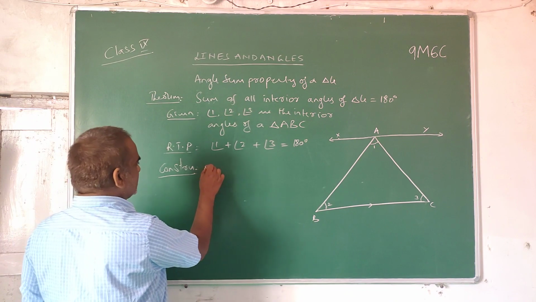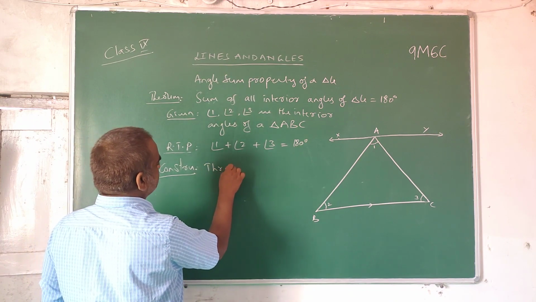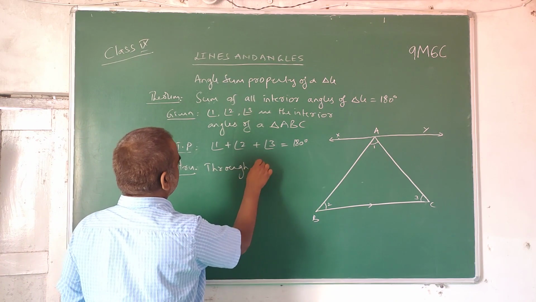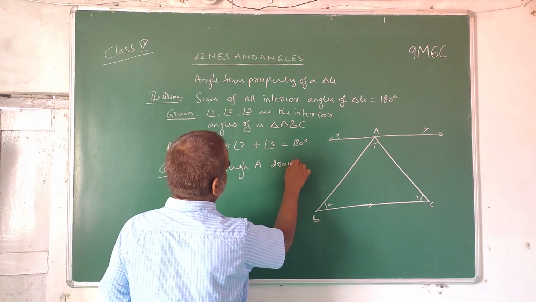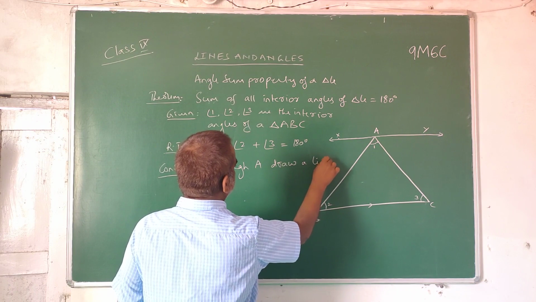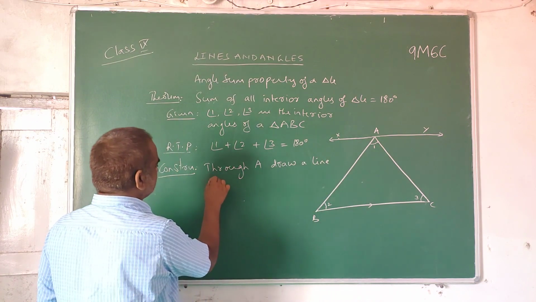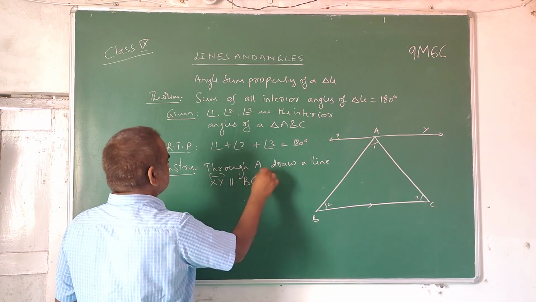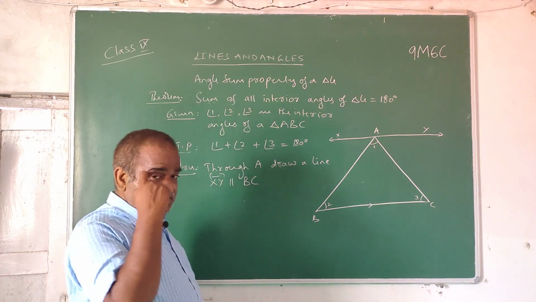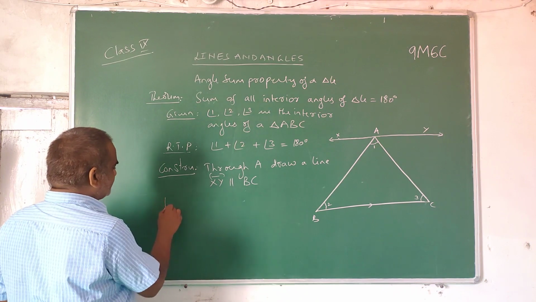So construction: through the point A, draw a line XY parallel to BC. This is construction. Now proof.